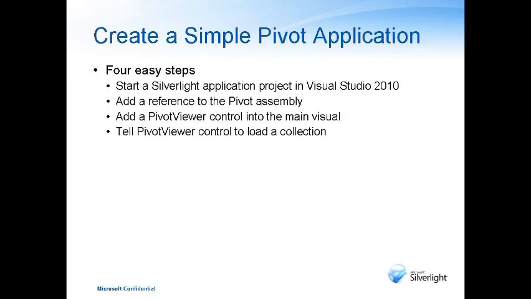So for the rest of the demo, we're going to go through how to build a Pivot Viewer application and how to add some features to it. We're going to start with the simplest pivot viewer application you can get. It's just going to be a pivot viewer control in your application, and it will load a collection. It's pretty easy, 4 steps. We're going to start a project, add a reference, add a pivot viewer control, and load a collection.